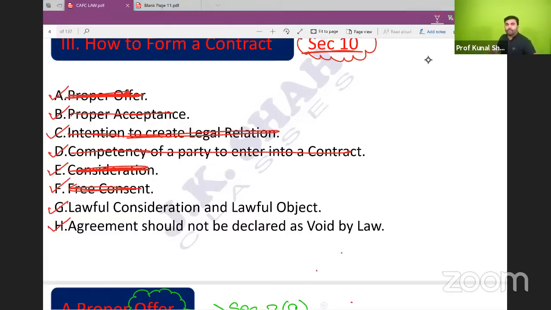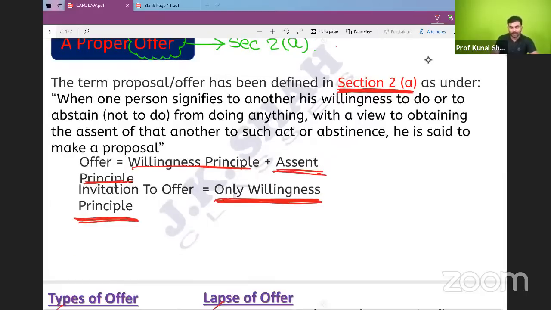Yes, friends, welcome back to the world of business law. Before the break, we had completed a topic called free consent. Now, friends, let us go to the next topic, that is point number G, which talks about lawful consideration and lawful object.